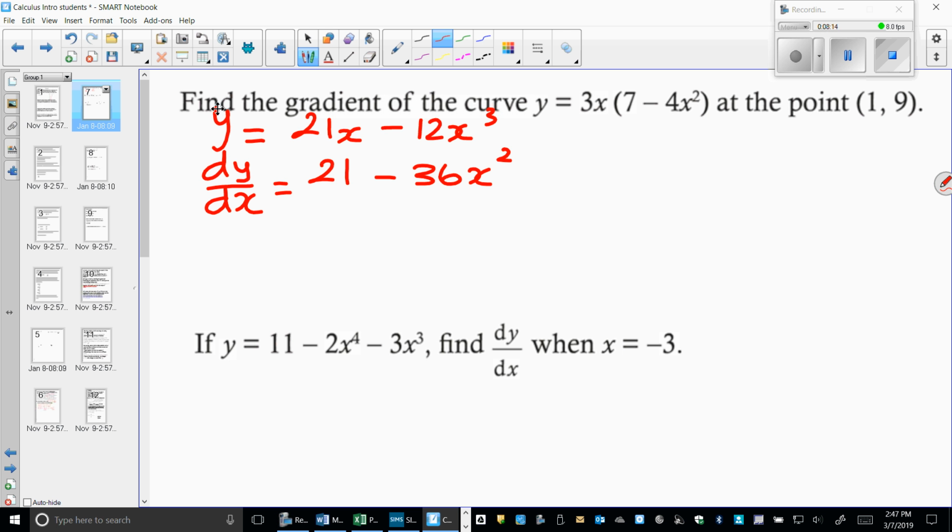Wonderful. And Shayla, what am I going to do now? Because they've specified that they want to know what it is at the point (1, 9). Yeah, so what am I going to write now? 21 minus 36 times (1) squared. Awesome. Notice I'm using brackets around my 1. So it's my 1 that's being squared. 1 squared is 1 usually, multiplied by 36, so I've got then 21 take away 36.